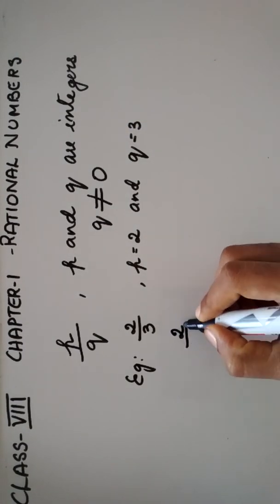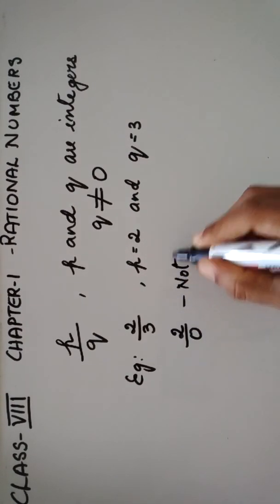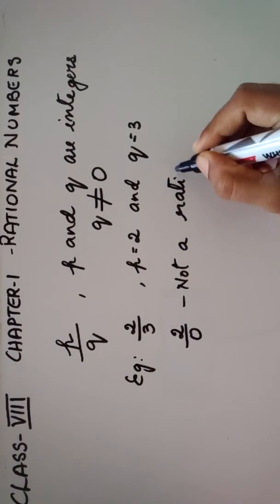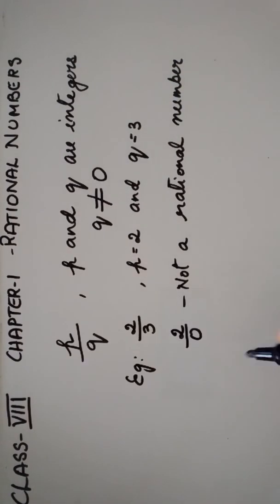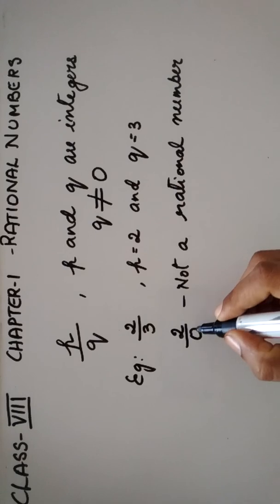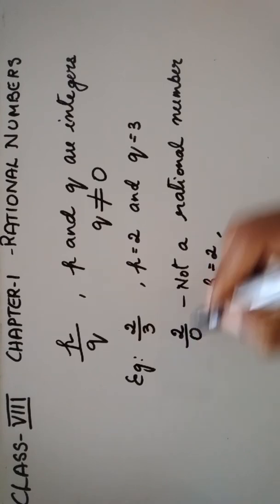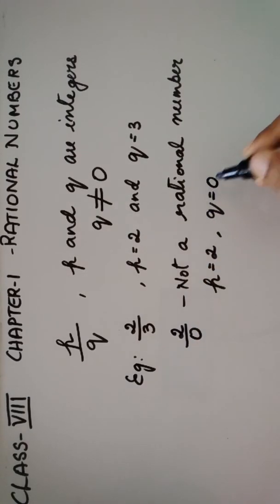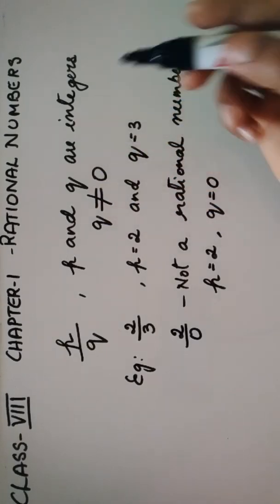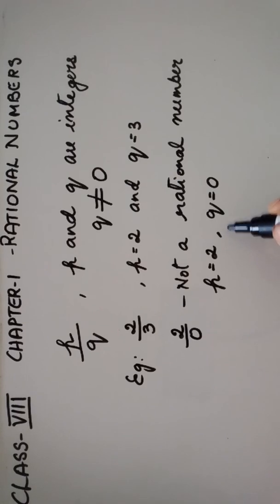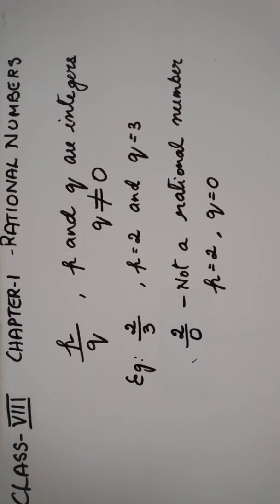But 2 by 0 is not a rational number. Why? Because here P is equal to 2 and here Q is equal to 0. But it is told that Q should not be equal to 0. So this is not a rational number, because Q is equal to 0.